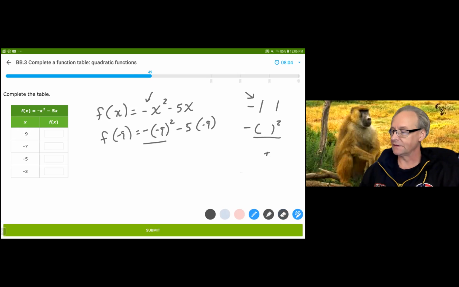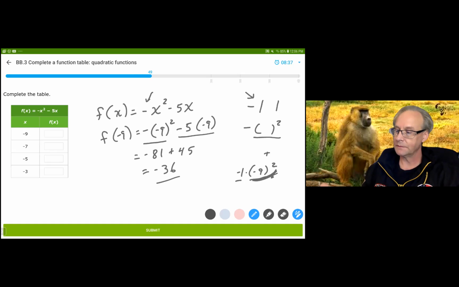Another way of thinking about this is that this is the same as negative 1 times negative 9 squared. See this? I can't do this first. I have to do the square part first. And anyway, so hopefully that's clear. That's going to be 81 with a negative in front of it. Negative 5 times negative 9 is positive 45. And when we add those together, I believe we get negative 36, don't we? And there's our solution for f of negative 9.